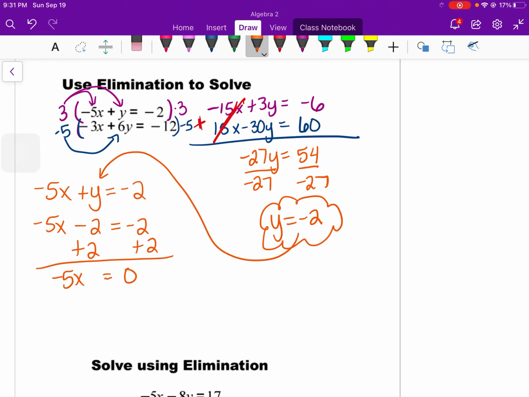Now if you get to this case, negative 5x equals 0, that means x has to be 0, because you have to divide by negative 5, and 0 divided by any number is 0. So the final answer is (0, negative 2).